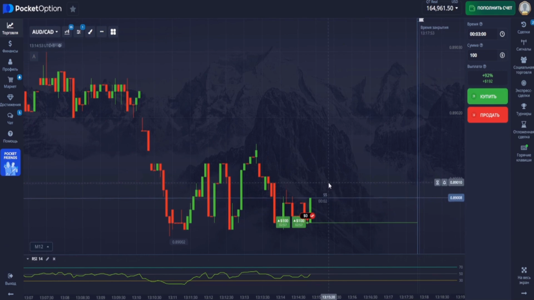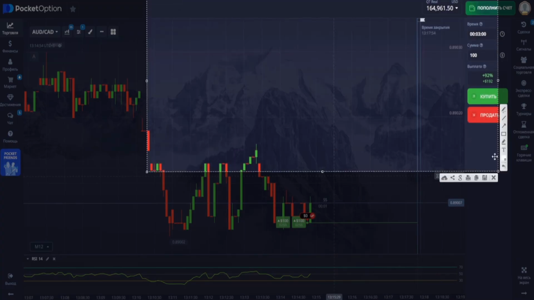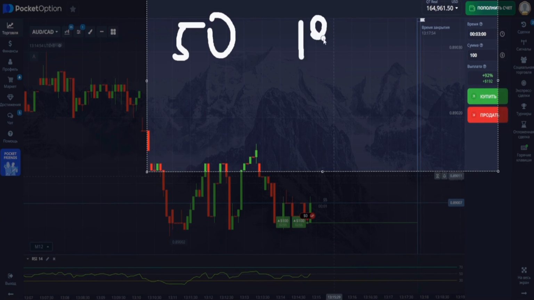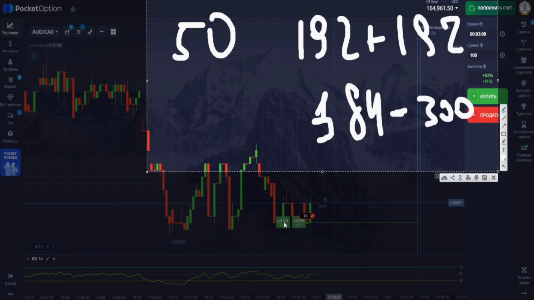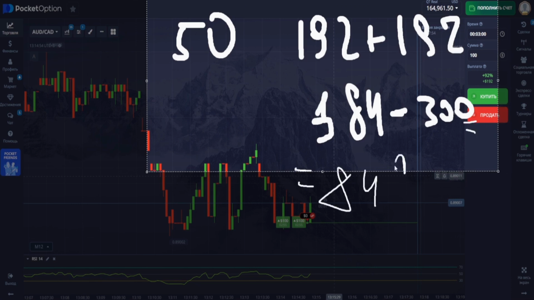If these trades close in profit, then the win rate will be 50%. But for these 2 trades, you and I will get $192 plus another $192. That comes out to $384 minus 300, because the first trade was open for 100 and this one is for 200. The final profit will be $84, which is also quite good.